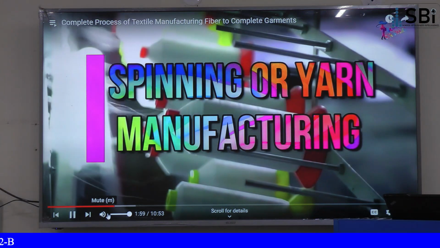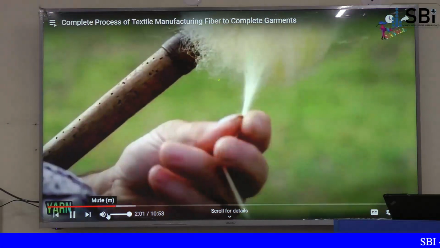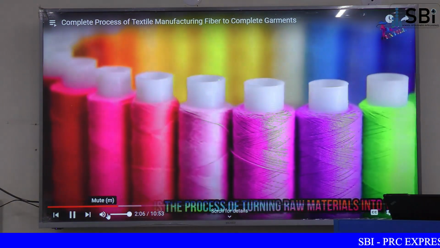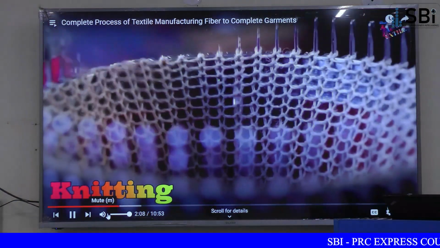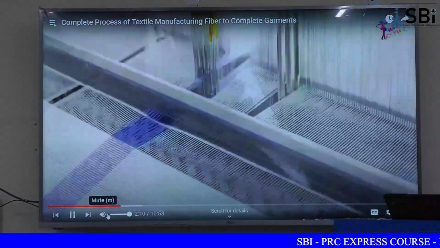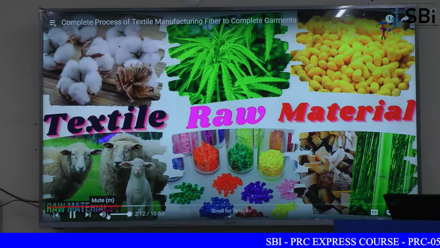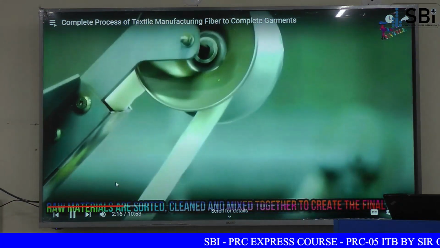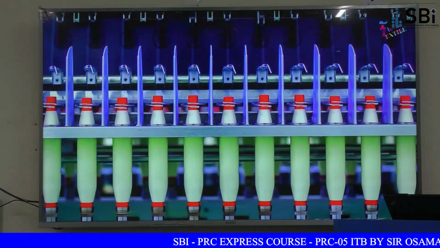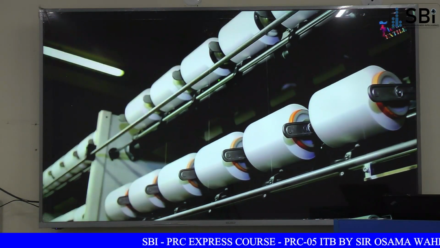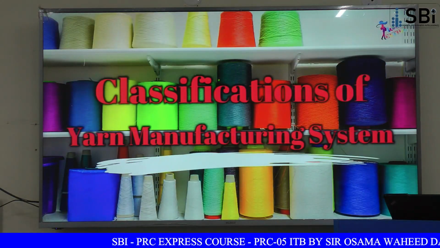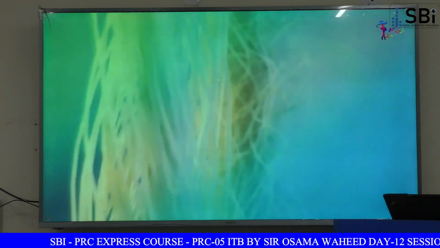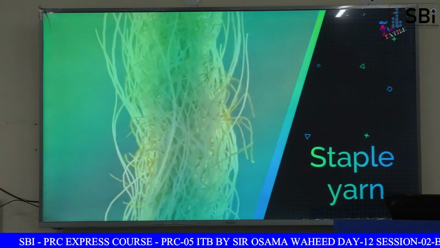Spinning or yarn manufacturing. Yarn manufacturing is the process of turning raw materials into yarn for use in knitting, weaving, or crocheting. Raw materials are sorted, cleaned, and mixed together to create the final yarn or thread. There are two classifications of yarns that will be produced by spinning, which are filament and staple yarns.